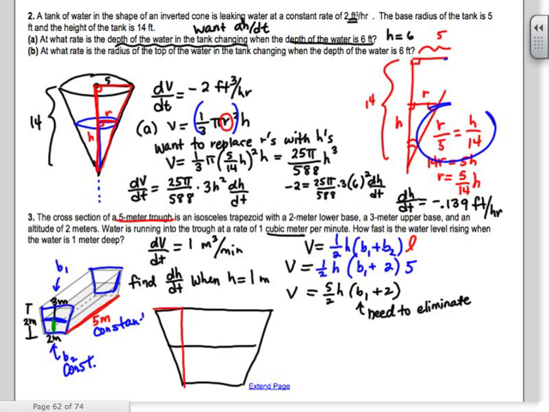So we need to somehow create similar triangles. So if I'm drawing this, think about where you have triangles in this picture. Here is the triangle that's going to help us. Okay, so I'm going to call this value x.